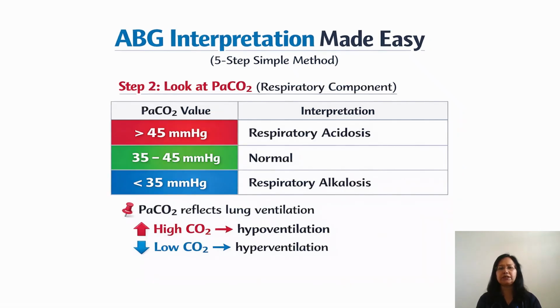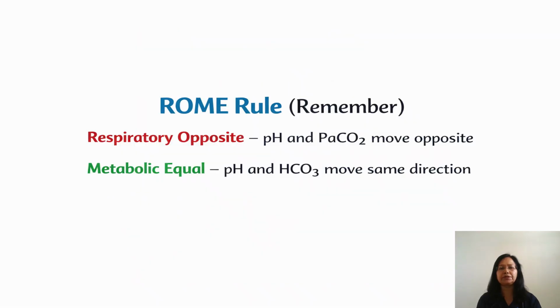Then we have to look for the PCO2. PaCO₂ is basically the respiratory component. Normally it is 35 to 45. If it's more than 45, we call it respiratory acidosis. Less than 35, we call it respiratory alkalosis. It means if PCO2 is high, our patient is hypoventilating. If it is less, our patient is having hyperventilation.